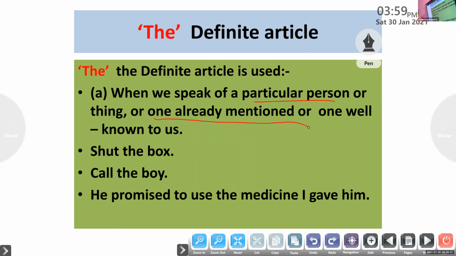Look at the examples written here. Shut the box. Sorry, there are 100 boxes kept in a room, and I want that red box to be shut. I actually want you to shut the red box. So by pointing at the red box, I have told Alia to shut the box. Definitely she is going to that particular red box and closing it, right?